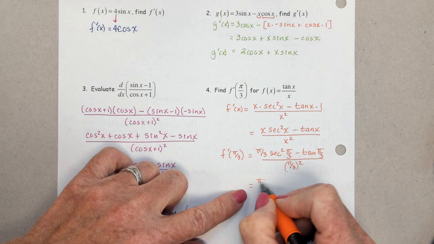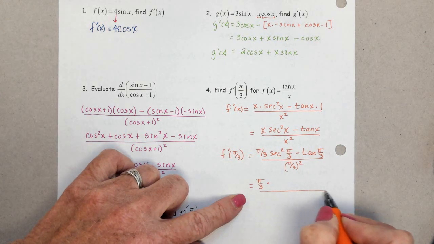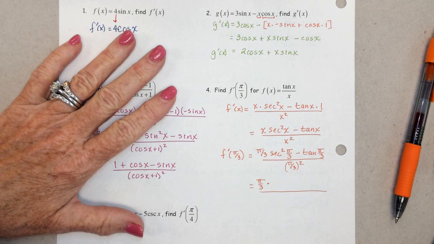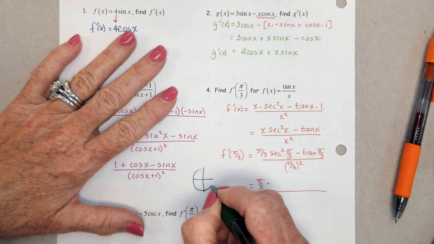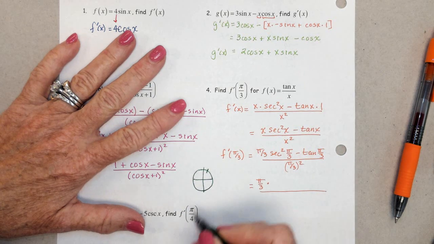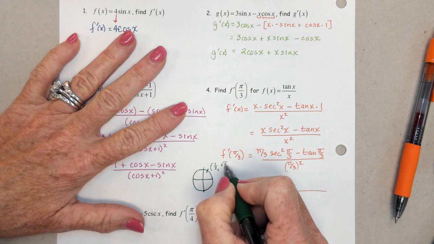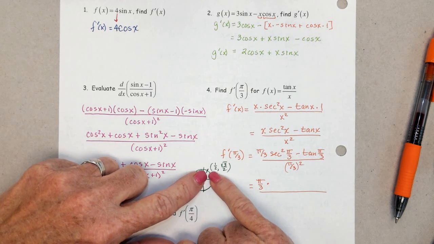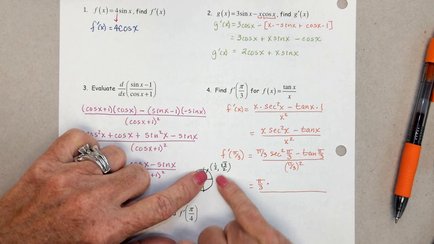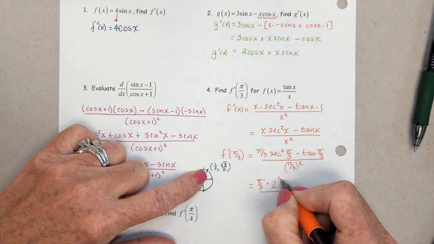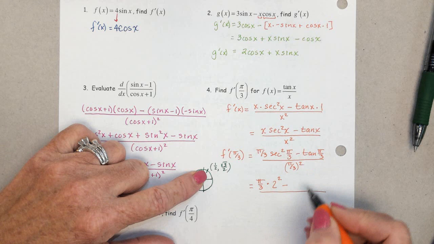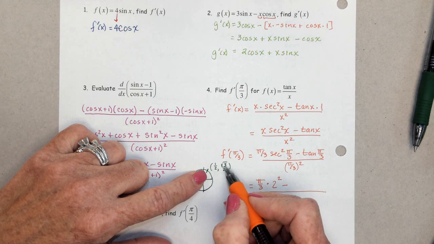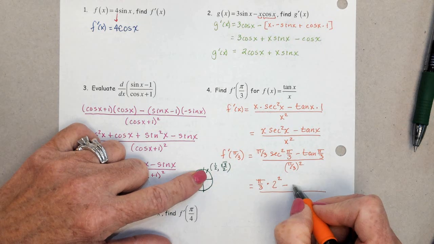All right, pi over 3 times. Now, we need secant of pi over 3 and then square it. So we have to remember back to pre-calc. Pi over 3 is up here with coordinates 1/2, square root 3 over 2. Cosine here is the x coordinate, it's 1/2. So secant there is 2, squared, minus tangent of pi over 3. All right, tangent is sine over cosine, so square root 3 over 2 over 1/2. That's just square root 3.